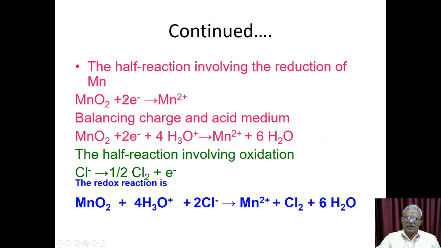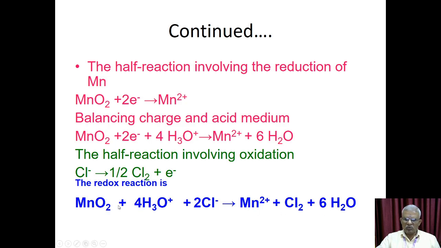The half reaction involved in the reduction of manganese: here the manganese exists in plus 4, now it gets reduced to plus 2. Now balancing the charge in acid medium, you are getting this. Similarly, the half reaction involving the oxidation: your chloride ion gets oxidized to chlorine, right? Here minus 1, this is 0, so naturally it is an oxidation. The redox reaction is manganese dioxide plus this, giving manganese 2 plus here.